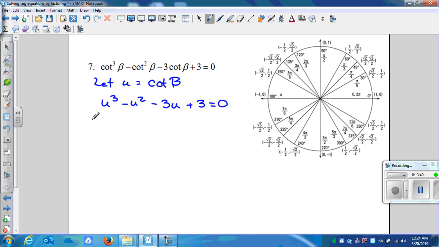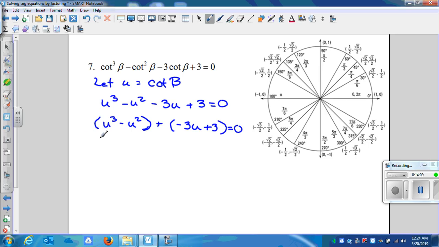So we're going to have u cubed minus u squared minus 3u plus 3 equals 0. We're going to factor by grouping, so we're going to group the first two terms together, u cubed minus u squared. And I'm going to group these last two, negative 3u plus 3. I do want to put a plus sign in between my groups. That'll look a little bit nicer. So plus, and then in parentheses, negative 3u plus 3 equals 0.